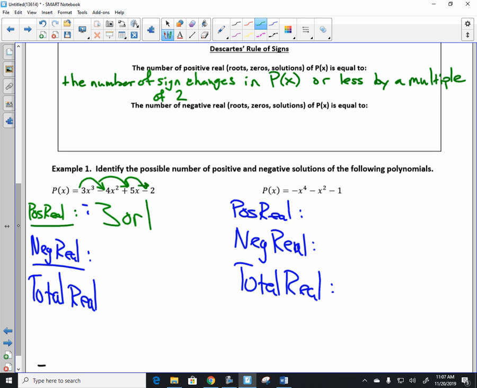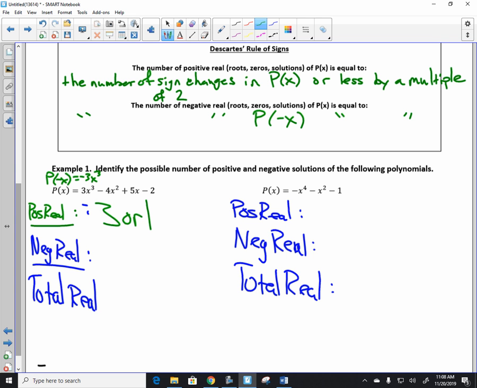In order to check the number of negative real solutions, I do the same thing, but I consider p of negative x. Now, how do we determine p of negative x? We plug a negative x in and evaluate the function. So 3x cubed, if I plug a negative in, will it end up being a positive 3x cubed or a negative 3x cubed? Negative 3x cubed.